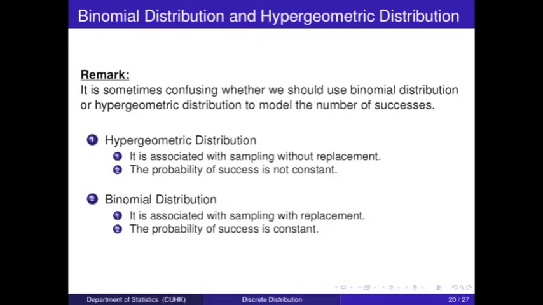It's easy to feel confused about whether we use binomial distribution or hypergeometric distribution to calculate. The main difference of hypergeometric distribution is that it is sampling without replacement. It means the probability of success is not constant. It changes every time when we pick a sample from a small population. When the samples are drawn with replacement, the discrete random variable x follows the binomial distribution.